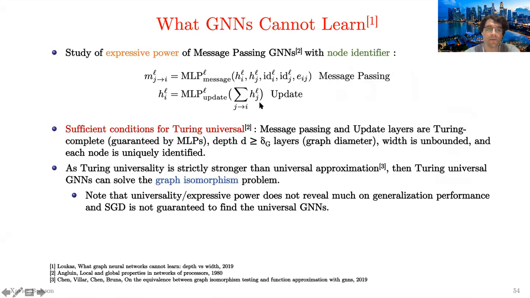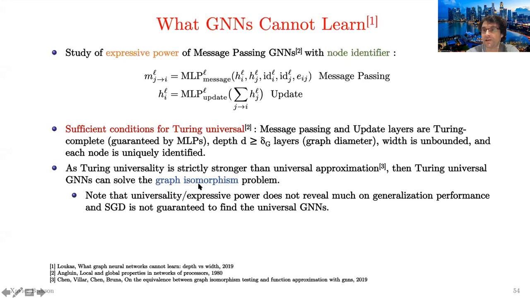So he proved that for this message passing with unique node identifiers, the message passing is Turing universal. To get Turing universal is actually not too much. You need these functions to be universal, so you can use an MLP. You need the number of layers to be larger than the graph diameter, fine, and you need the width to be large enough, fine as well. But something important is that you need each node to be uniquely identified, which sometimes is hard to get. I will come back to that. Again, if you have the universal representation, then you will be able to solve graph isomorphism problems.